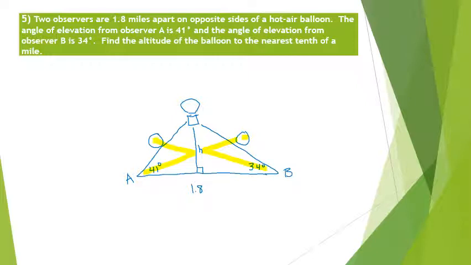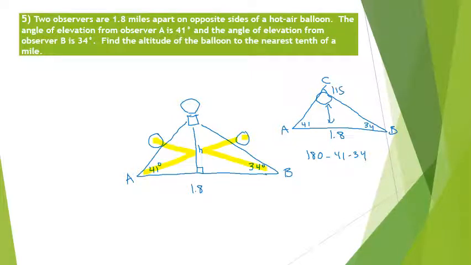So we have to first look at the larger triangle, right? We have to look at the larger triangle first before we can do that, and we have to solve for one of those missing sides. So we can solve for this angle C so that I have a side across from an angle. So 180 minus 41 minus 34 gives me 115 degrees for this angle.